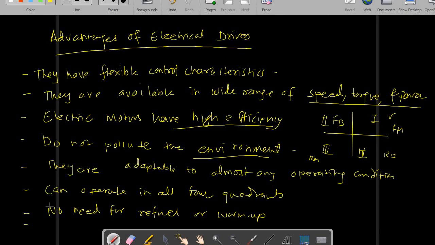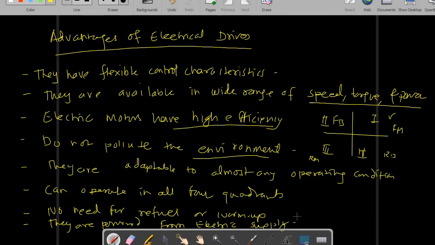And the last advantage is that they are powered from electric supply. What are the advantages of electrical supply? Electrical energy can be generated and transported to the desired point economically and efficiently.